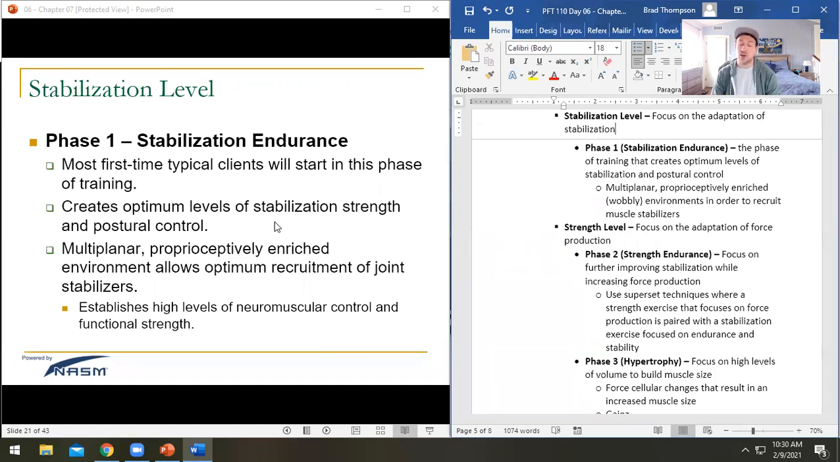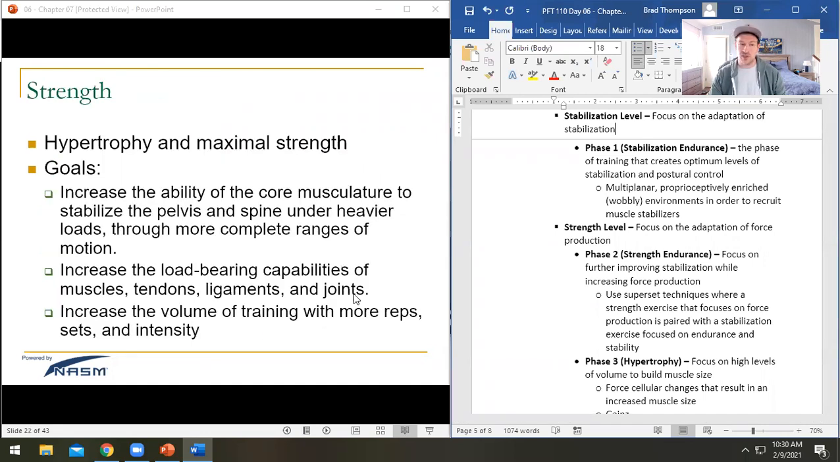The idea here is that we are focusing on multiple planes of motion. Remember I did a whole bunch of single leg exercises, or we had them on a Bosu ball or a stability ball. We call that a proprioceptively enriched environment, which is a big fancy way of saying wobbly. We use a wobbly environment because that's going to train your brain how to move the muscles the way we're supposed to. That's going to give us that neuromuscular control.